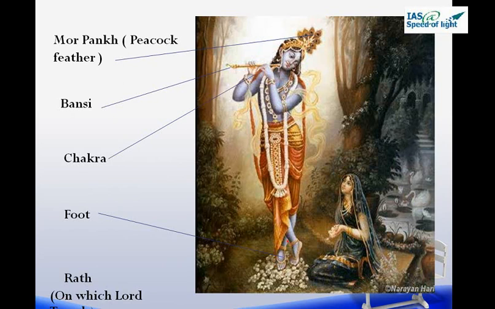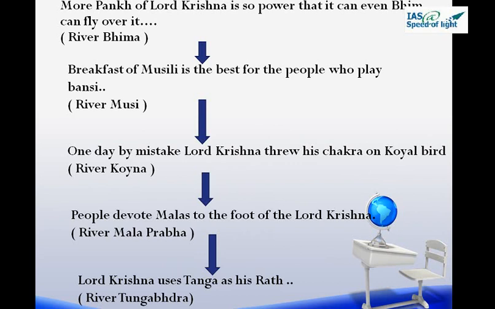So the morpank of Lord Krishna is so powerful that even Bhim can fly over it. Just imagine Bhim is sitting over the morpank or the peacock feather of Lord Krishna, and he's flying over it. So with the peacock feather, we are linking the image of Bhim, right? So from Bhim we get river Bhima. So peacock feather or the morpank, it is river Bhima.